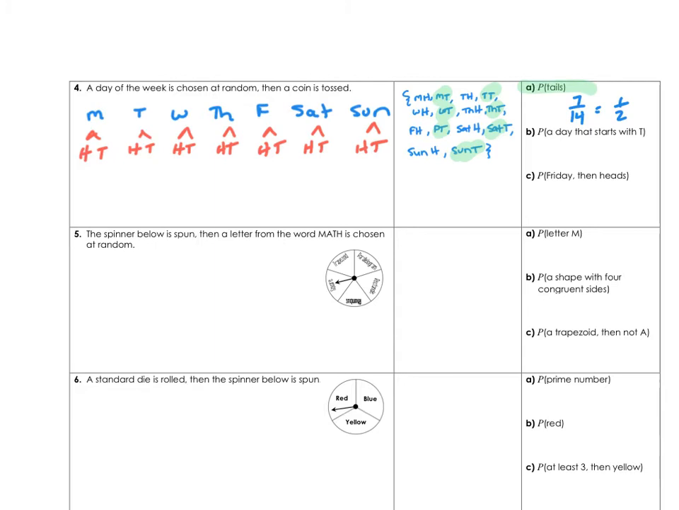Okay, how about the probability of something happening with a day that starts with a T? Cool. So let's use our red highlighter here. So we've got Tuesday heads, Tuesday tails, Thursday heads, Thursday tails. All right, so now we've got 4 out of 14 chances that that can happen, and that simplifies to 2/7.